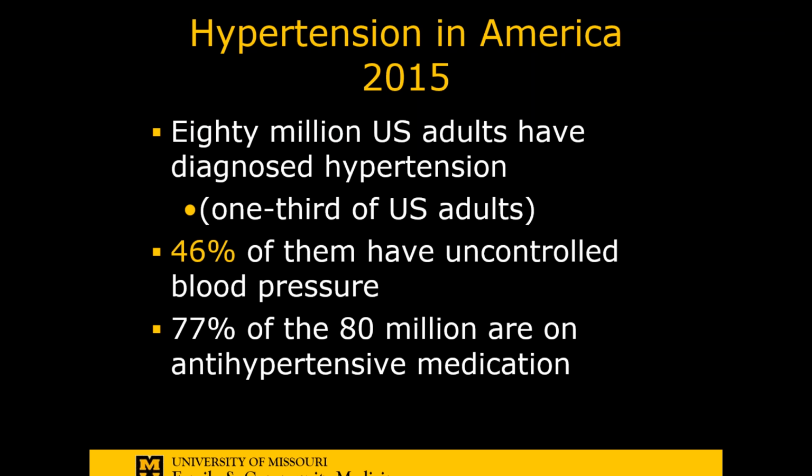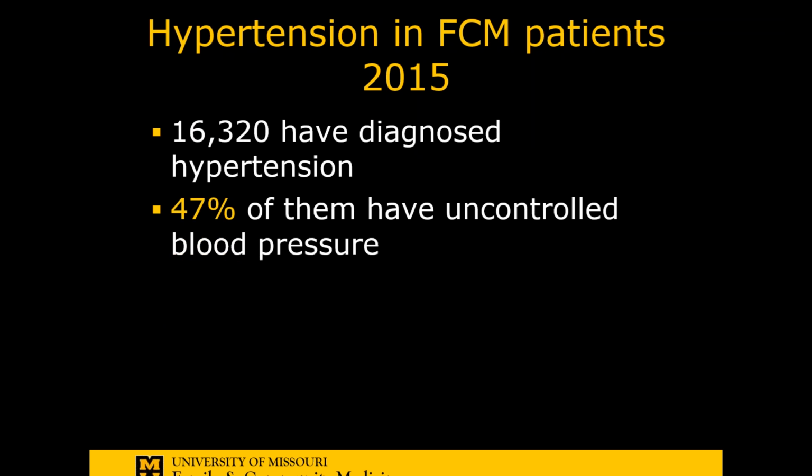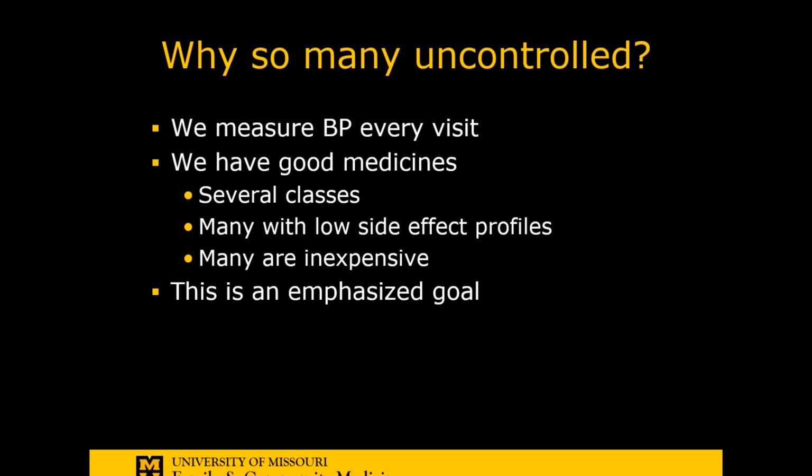I'm sure we're doing better than that here at the university, right? So we have 16,000 patients with diagnosed hypertension and on medicine, and 47% of them have uncontrolled blood pressure. Okay, there must be something going on. It's not bad doctors, for sure. But there is something going on, and it has to be a human factors thing, because we measure blood pressure at every visit. We have good medicines.